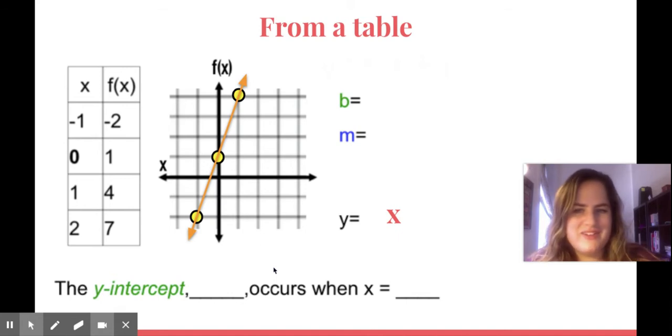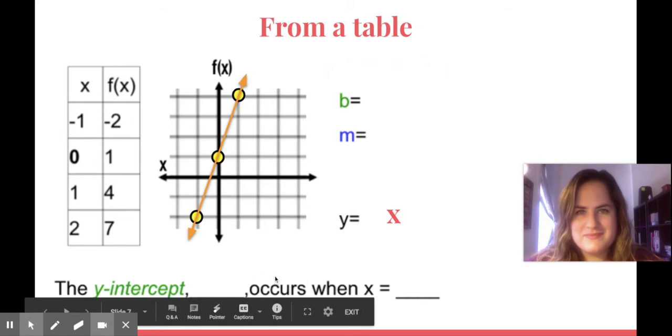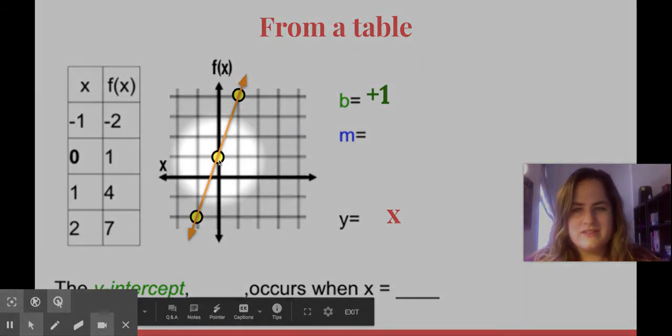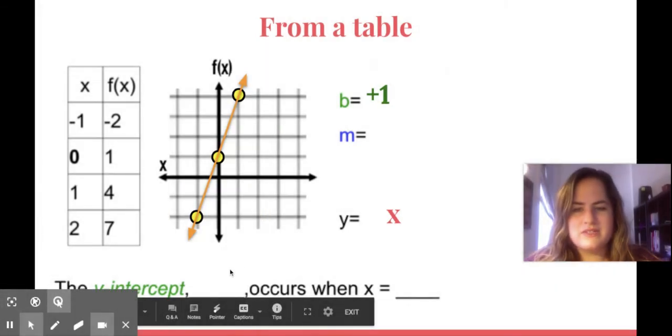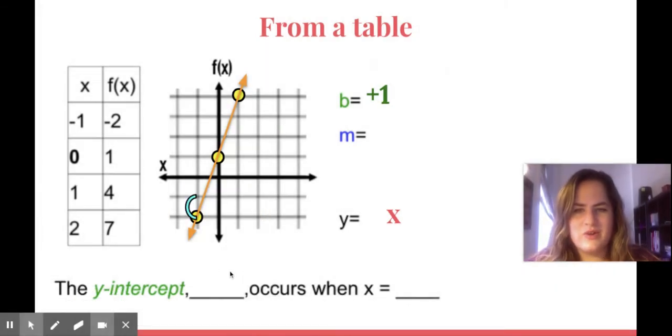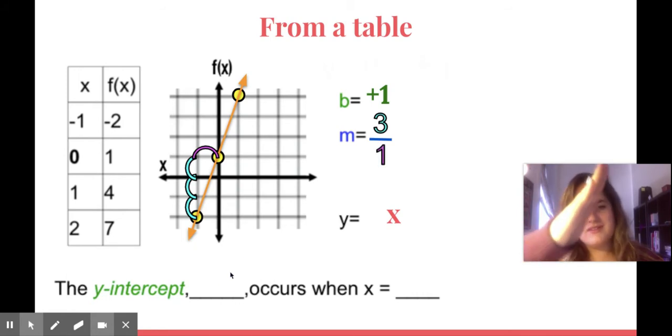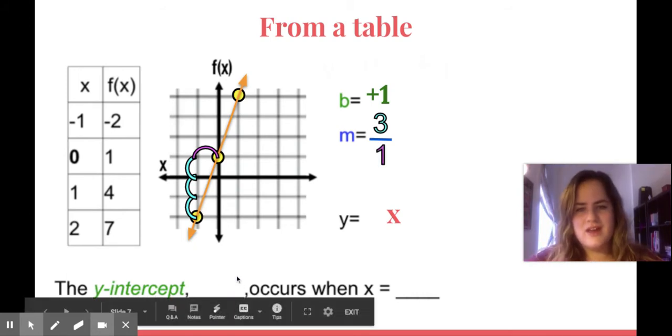First thing I want to find is my y-intercept. What do you think the y-intercept is? If you said +1, you are correct. The y-intercept is right there, up 1 space. The next thing I want to do is find my slope. So I pick any 2 points I want, figure out how much I rise, which is 3, and I run 1, and the line is going uphill, so it is a positive slope. I can just leave that as 3, and my y-intercept being +1.